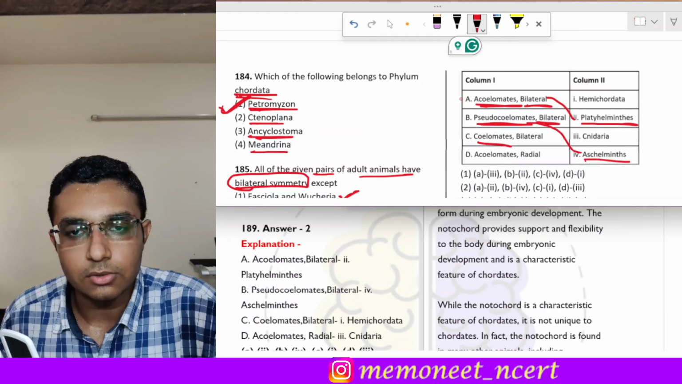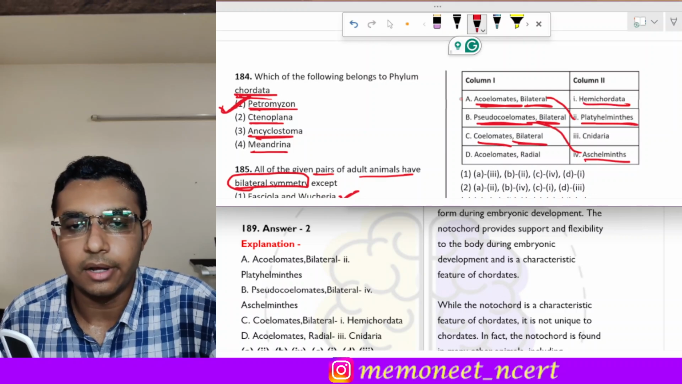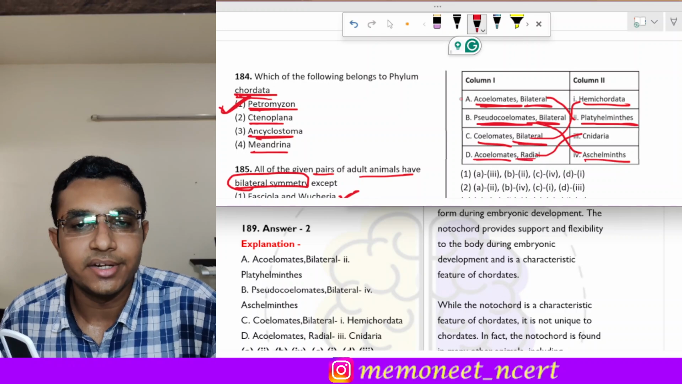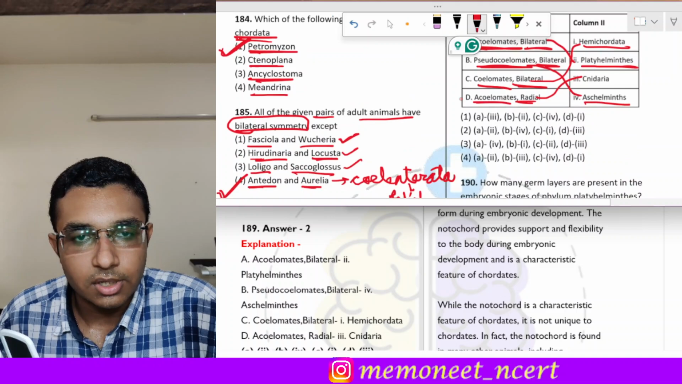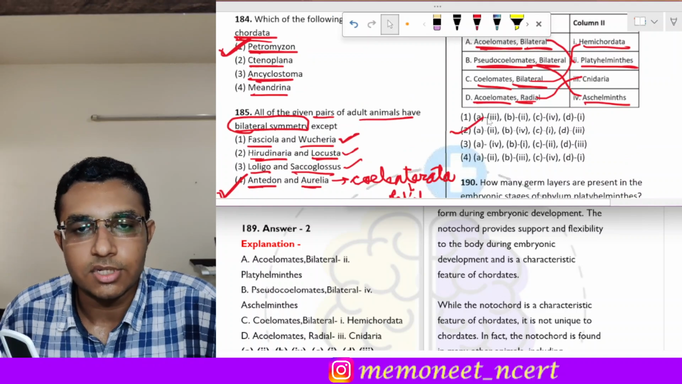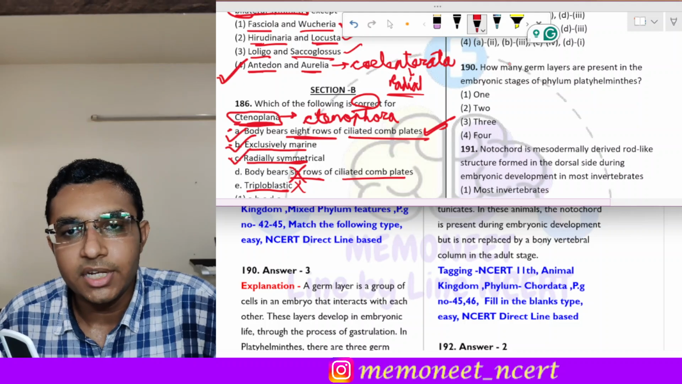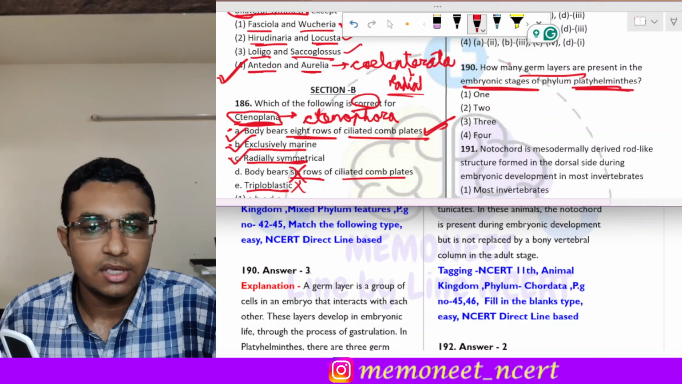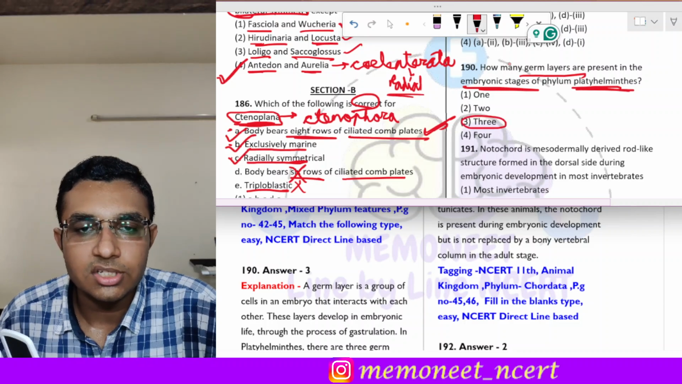Then C is a true coelomate and it is showing bilateral symmetry. So that is Hemichordata. So C goes with 1. And D are the acoelomate showing radial symmetry. So that goes with Cnidaria or the Coelenterata. So D goes with 3. So which is the correct option showing this? It is option number 2. So the correct answer of this question is option 2. The next question is question 190. It states that how many germ layers are present in the embryonic stages of phylum Platyhelminthes. Okay, so during the embryonic stages of phylum Platyhelminthes, there are total 3 germ layers which are present.